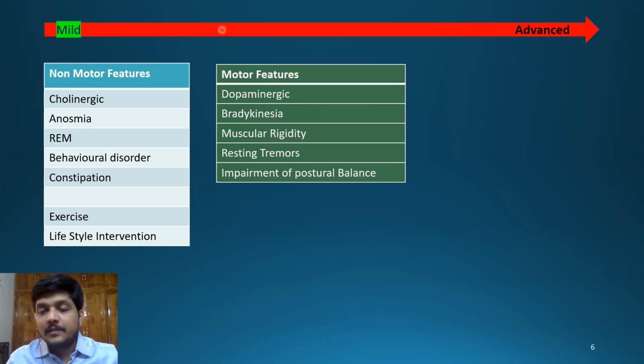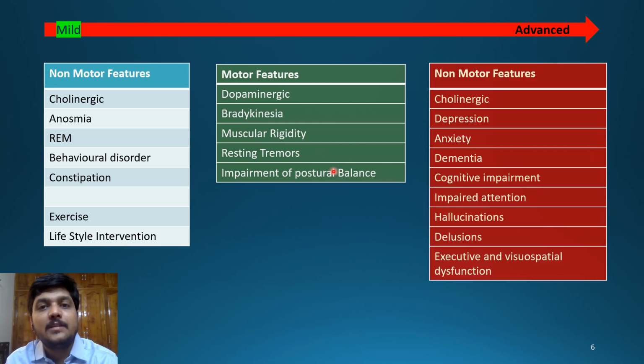When the disease worsens further, in the intermediate phase, we see motor feature abnormalities. These are mainly due to dopaminergic imbalance. The clinical features in this stage are bradykinesia, muscular rigidity, resting tremors, and impairment of postural balance. When the disease worsens further, we again see cholinergic abnormalities like depression, anxiety, dementia, cognitive impairment, hallucinations, delusions, and executive and visuospatial dysfunctions.